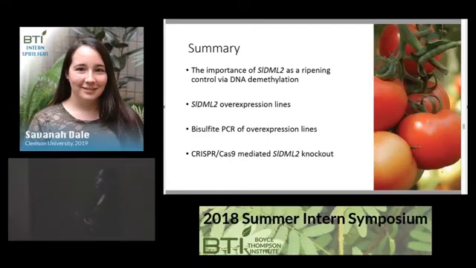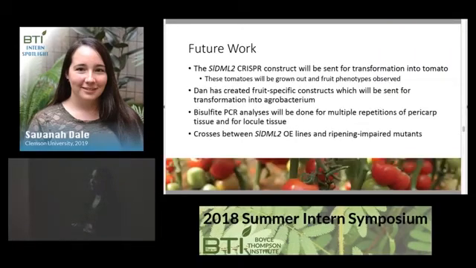My mentor has also created fruit-specific constructs, which will be sent for transformation since we have reason to believe that overexpression of SlDML2 may be lethal. So this will only overexpress SlDML2 in the fruit. Further bisulfite PCR analyses will be done for multiple replicates and different tissue at different stages of our lines, as well as future crosses. We've been working on crosses between our overexpression lines and ripening mutants to see if we can rescue the phenotype. I've been working on that as well, so if you have questions about that, please feel free to ask me later.